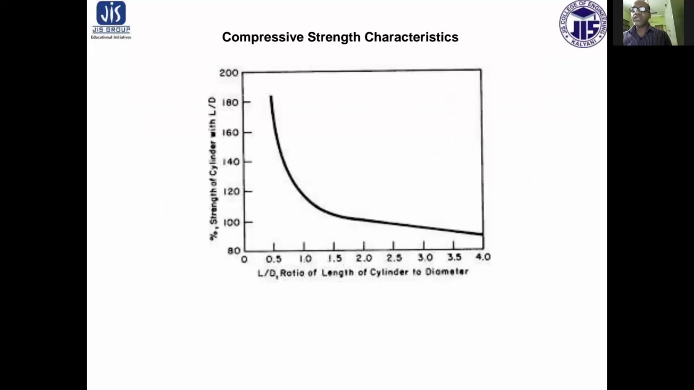Now, in this figure, the compressive strength characteristics are shown, where the L by D ratio, the length of the cylinder to diameter, is placed on the vertical axis, and on the horizontal axis is shown the percentage of strength of the cylinder with L by D ratio. Now, in addition to this, we need to know that in general, brittle materials are good in compression than in tension, and therefore they are used for compressive load.